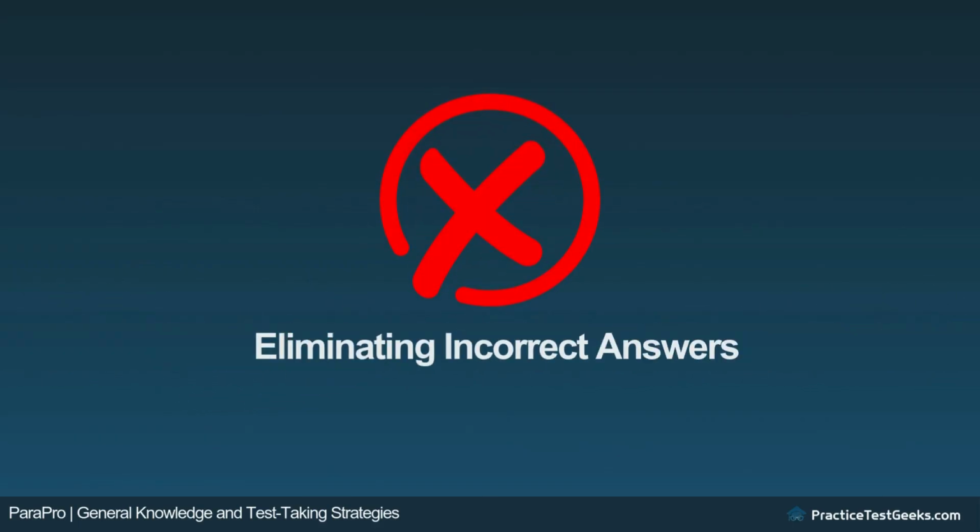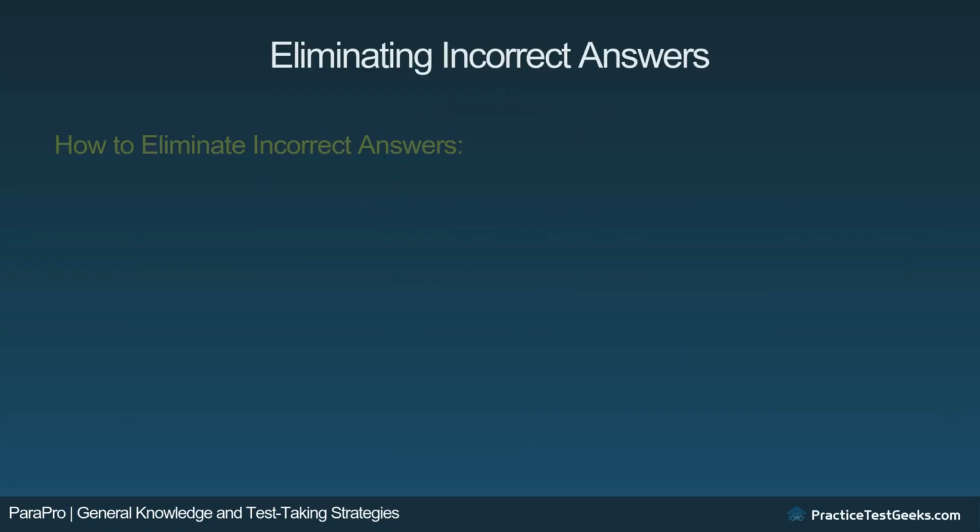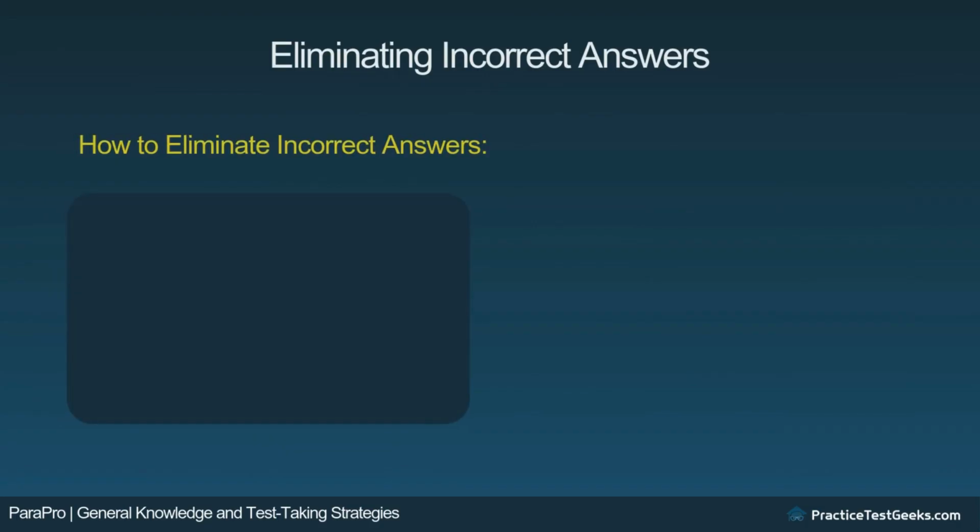Eliminating incorrect answers. One of the most effective strategies in answering multiple-choice questions is eliminating incorrect answers. This increases your chances of choosing the correct one, especially when you are unsure. How to eliminate incorrect answers.